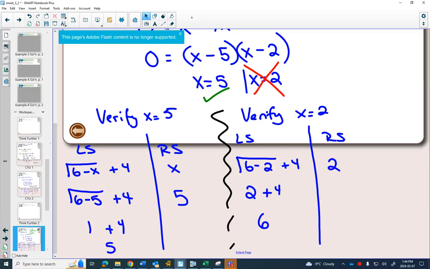Okay, so question for this one is just number 12.